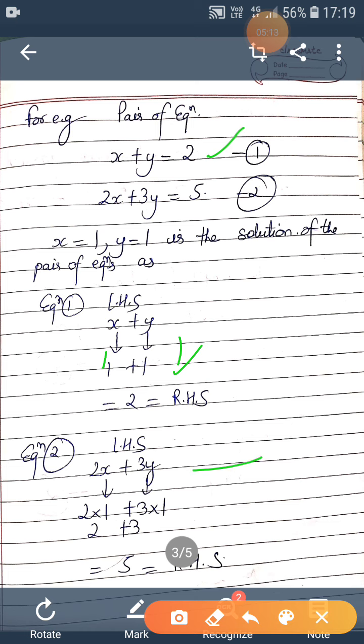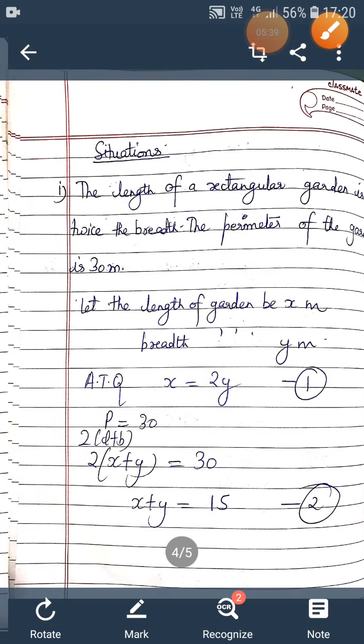Similarly, for equation 2, we can see 2x plus 3y on the left hand side. So in place of x, we are writing 1. 2 into 1 is 2. And in place of y also, we are writing 1. So 3 into 1 will be 3. 2 plus 3 equals 5. So we can see that it is also satisfying the second equation. So that is why x equals 1, y equals 1 is the solution of the pair of linear equations. That means it is satisfying both the equations.